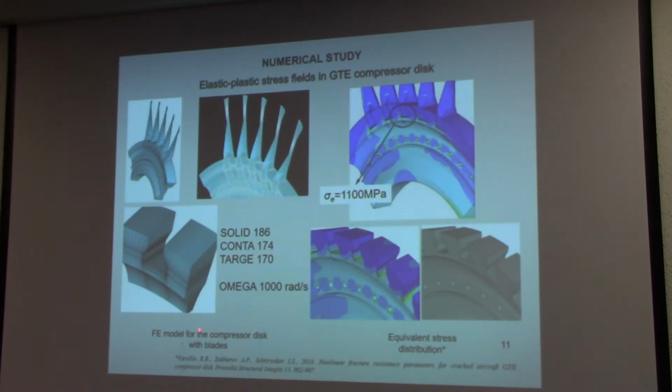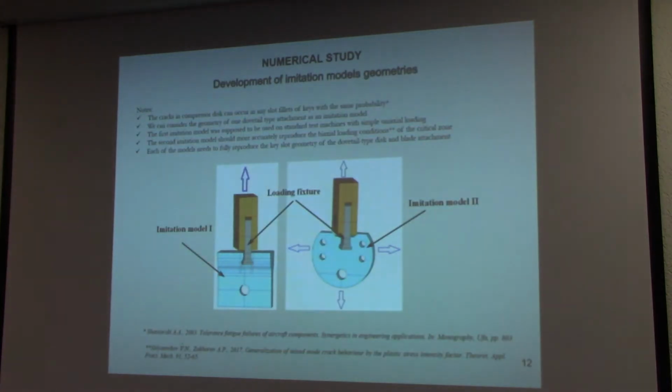The finite element model for the compressor disc you can see in these pictures. Our numerical calculations show that the maximum equivalent stress occurred in the disc and blade dovetail attachment near the outer surface, and the maximum value of these stresses is equal to 1,100 megapascal. And this value of maximum stresses exceeds the yield stress of the material.